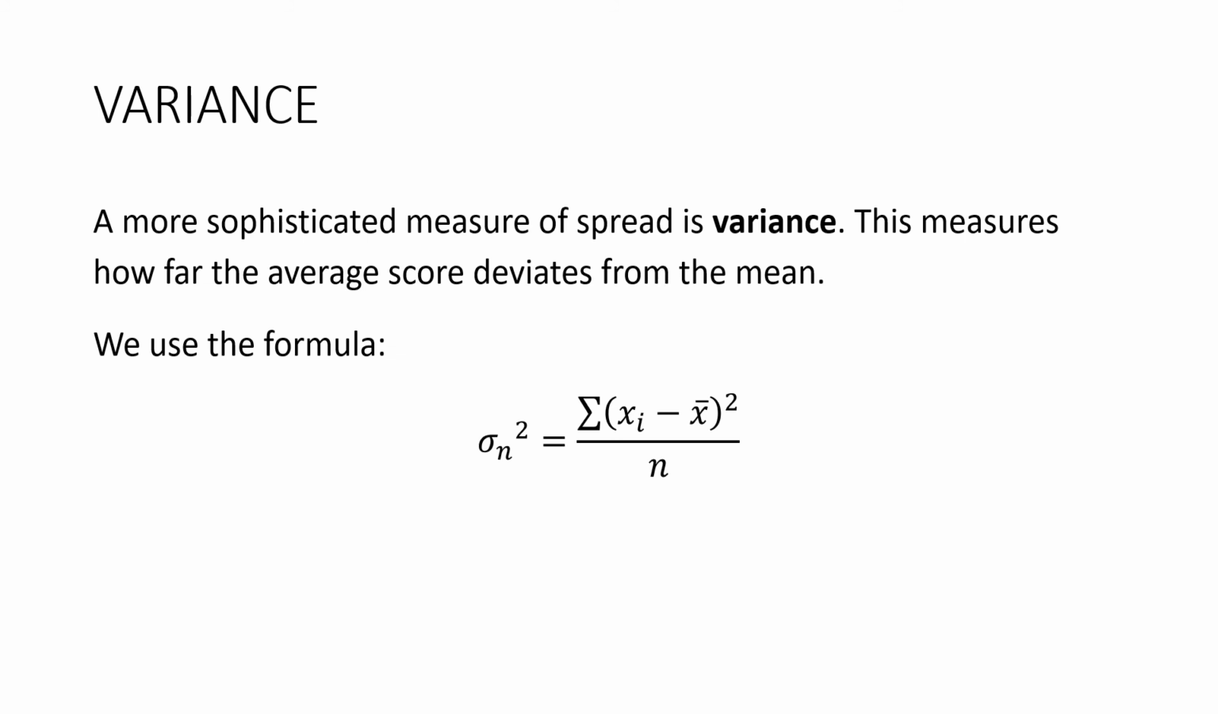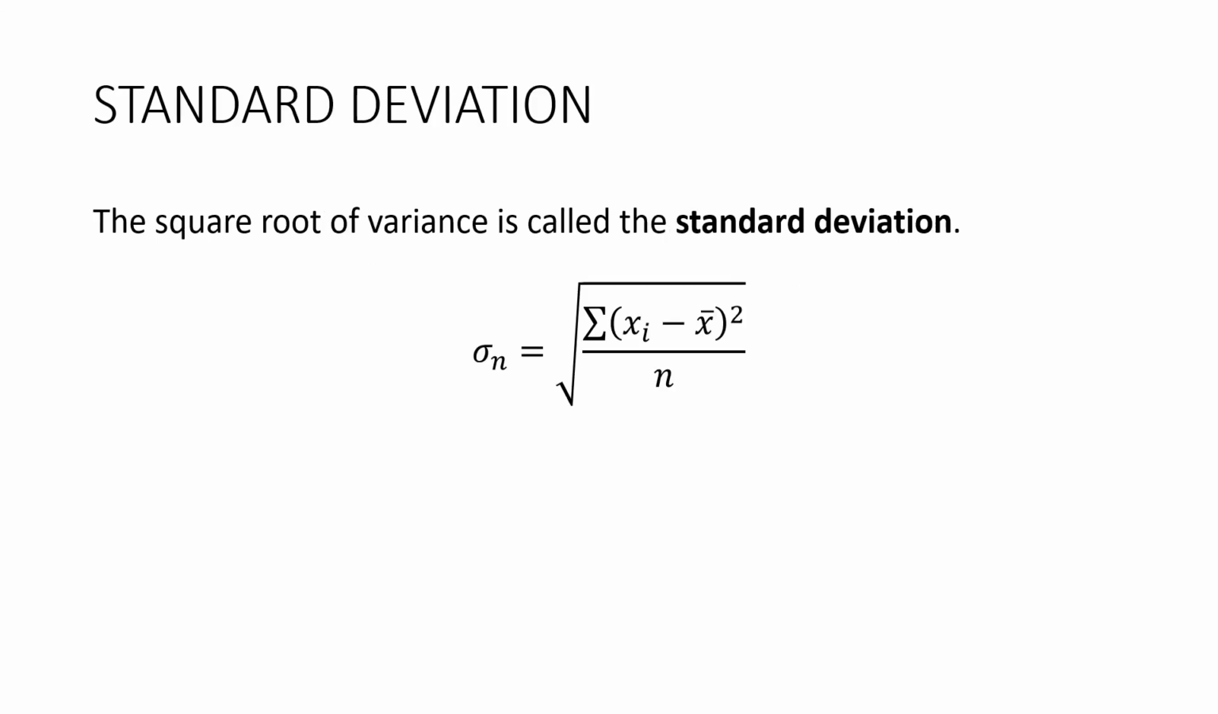So here, let's see if we can figure this out. Here's our individual scores. We're subtracting the mean, so finding the distance from the mean. We're squaring that so that we get rid of the pluses and minuses, and then we're adding them up and dividing by how many there are. That's the variance. The square root of variance is called the standard deviation. It's almost the same formula, it's just got a square root there, and instead of having sigma squared, we've just got sigma by itself. So that's the symbol for standard deviation.